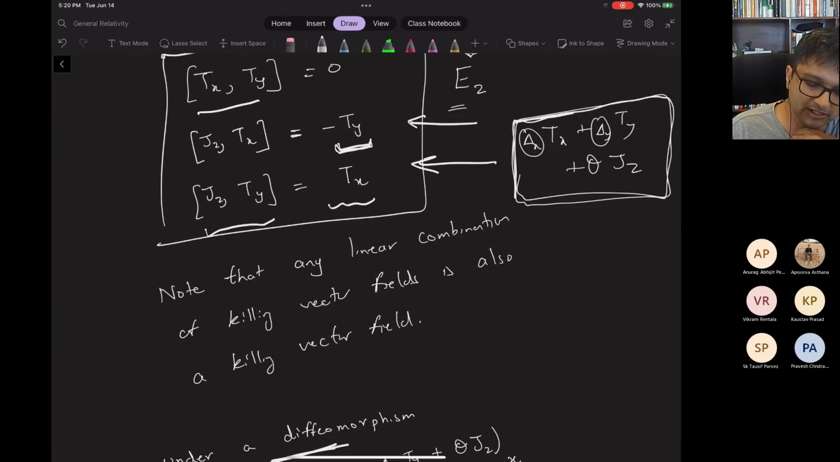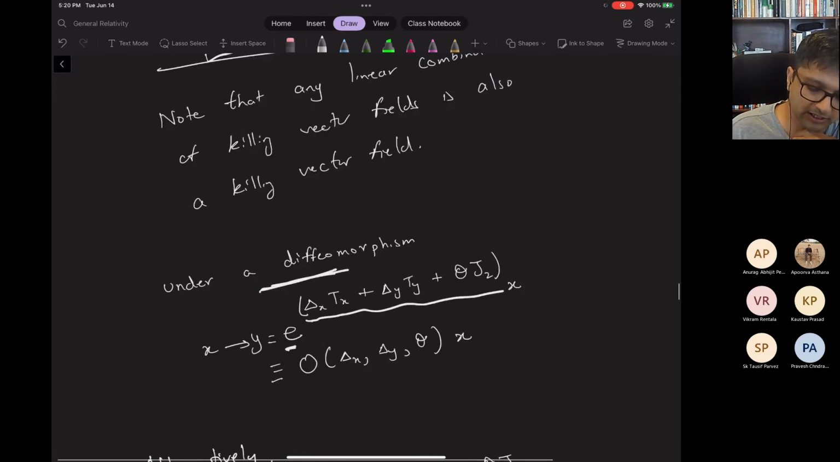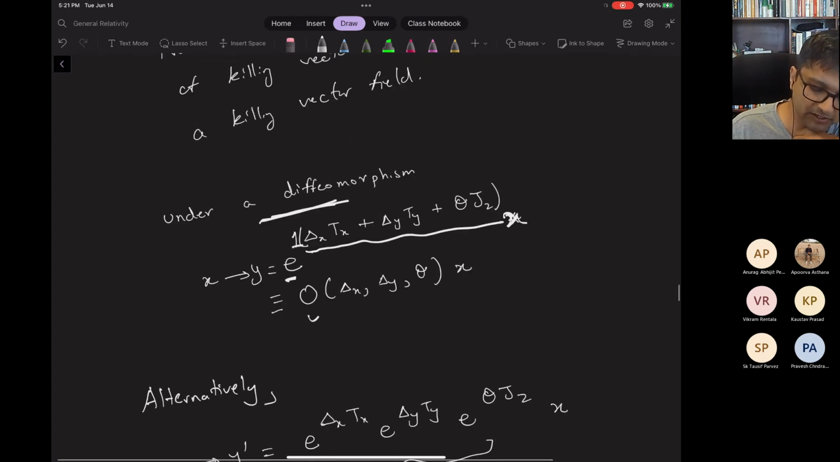Okay, with, let's say, parameter t equal to 1. So I take this killing vector and I multiply it by 1, and that generates for me a flow. I can think of this as some operation which depends on delta x, delta y, and theta acting on x. So this choice of delta x, delta y, and theta specifies the killing vector that I'm talking about.